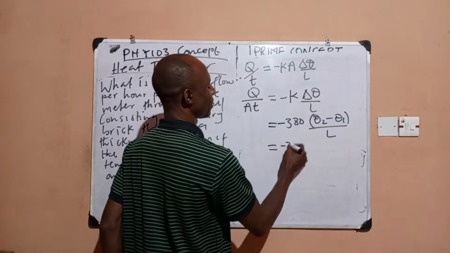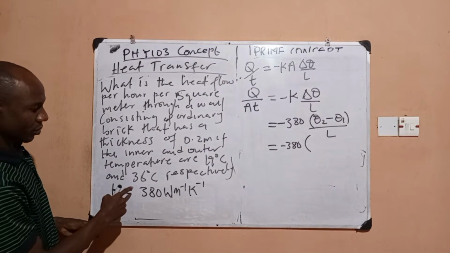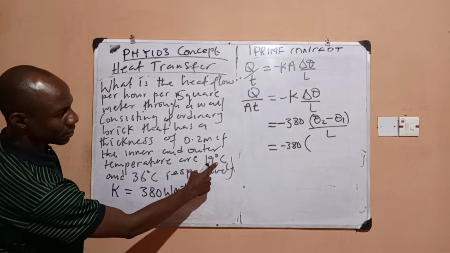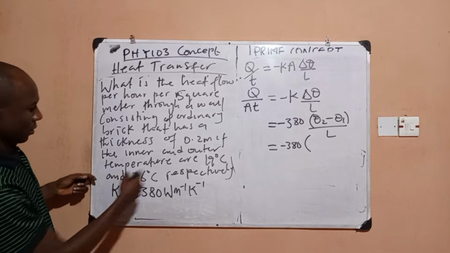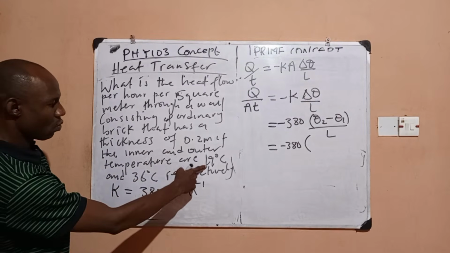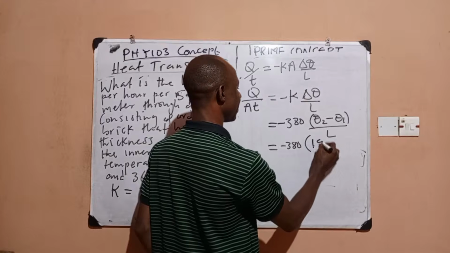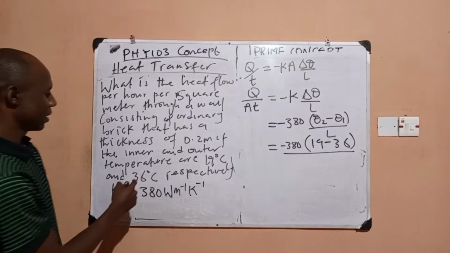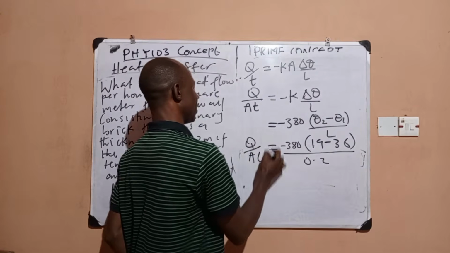So it means we have minus 380 into theta 2 minus theta 1, inner and outer temperature, okay? So you have 19 minus 36 divided by the thickness. The thickness is 0.2. So we have Q over AT.